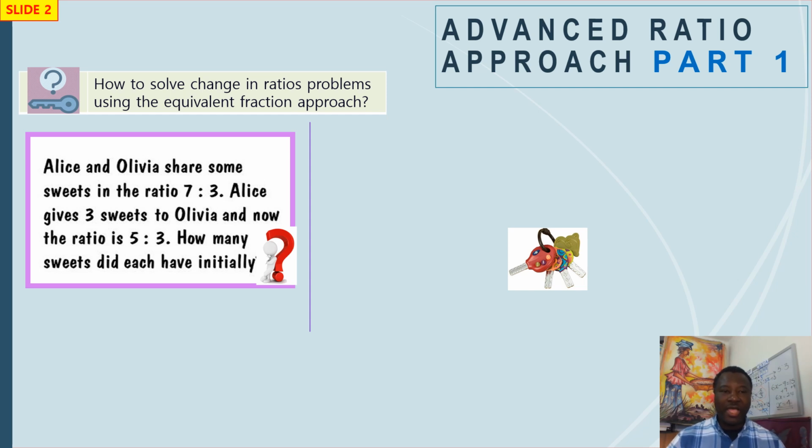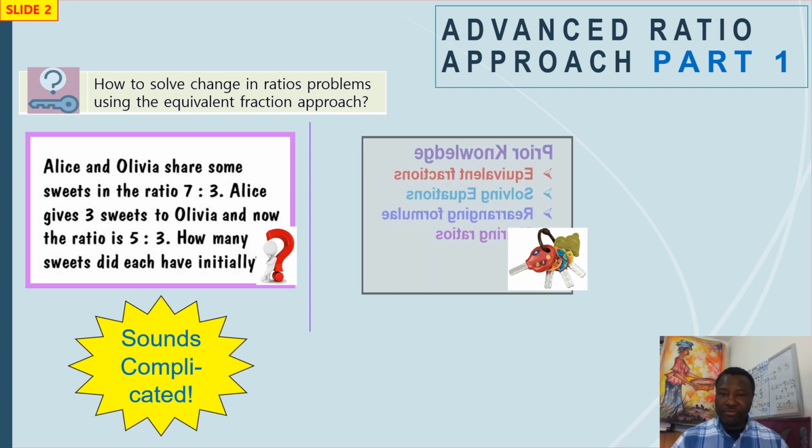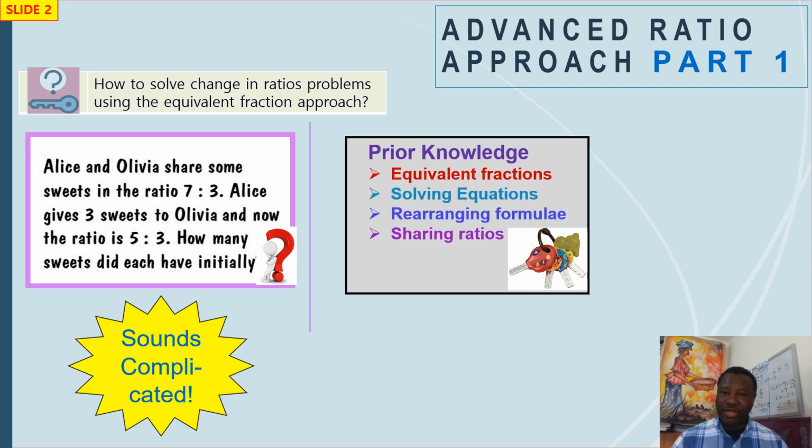Trying to unravel how many sweets each of them had at the start as a result of ratio change sounds complicated. The good news is, if you're familiar with equivalent fractions, solving equations, and rearranging formulae, then you've got those keys in your possession. That means that you're ready for this presentation.